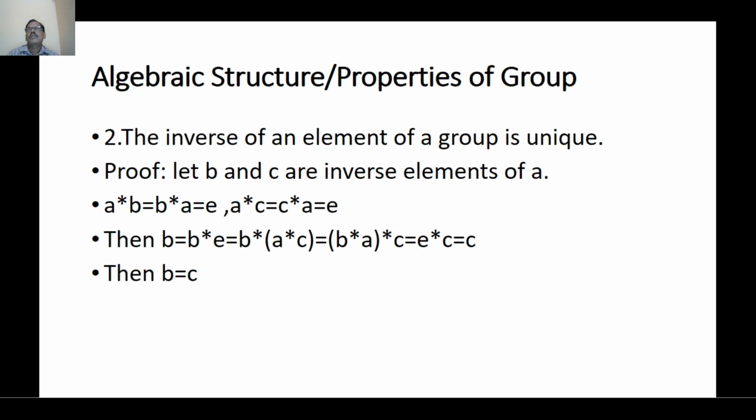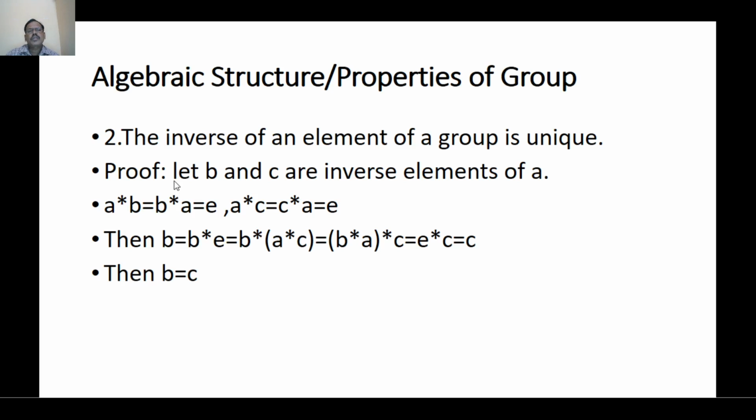For example, take the set of all integers, which is a group under addition. Minus 2 is the inverse of 2. Minus 3 is the inverse of 3. Minus 4 is the inverse of 4. But minus 4 does not act as the inverse of 5, 6, 7, like that. It is only the inverse of 4. Minus 3 is only the inverse of 3. Minus 10 is only the inverse of 10. So one element has one inverse. That is the property: the inverse of an element of a group G is unique.